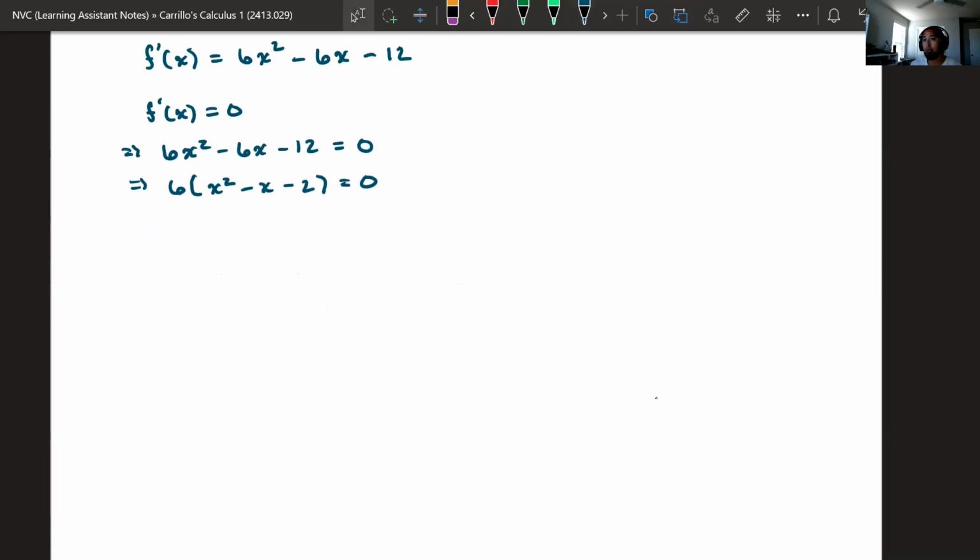All right. So now we're going to set x squared minus x minus 2 equal to 0. Because again, if I just divide 6 to both sides, we'll be left with x squared minus x minus 2 is equal to 0. Now we get to try factoring this. By factoring this, I'm looking for two numbers that when multiplied together, give me a -2, and when they're added together, give me a -1. -2 and +1. Good.